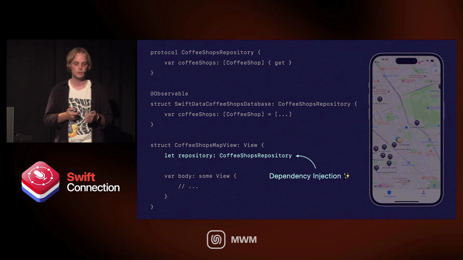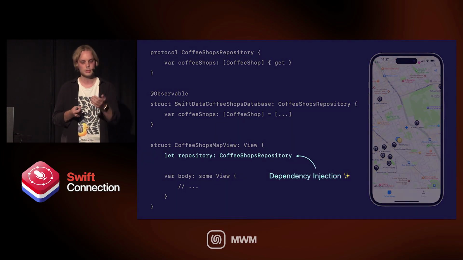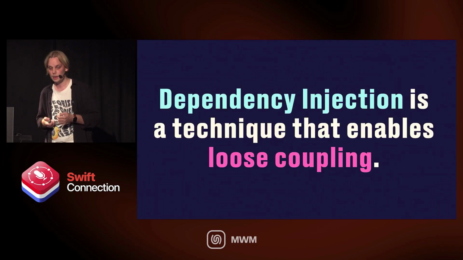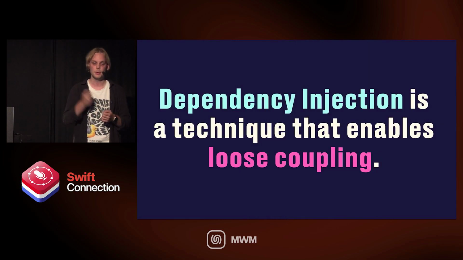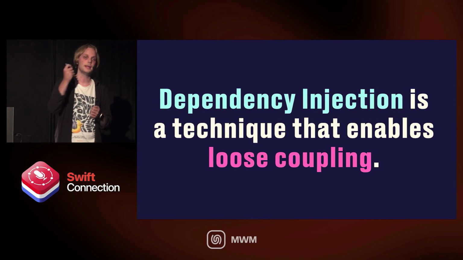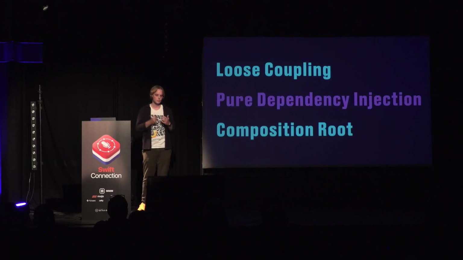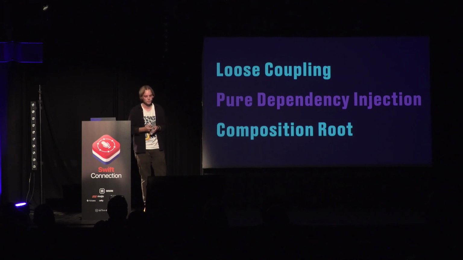And you'll see that we achieved this by using dependency injection, because now we no longer have a concrete instance of our database, but we depend on a repository, so someone needs to provide that to us at some point. And with that, we've just convinced ourselves that dependency injection is a technique that enables loose coupling. So let's turn our attention to dependency injection just for a minute or two.